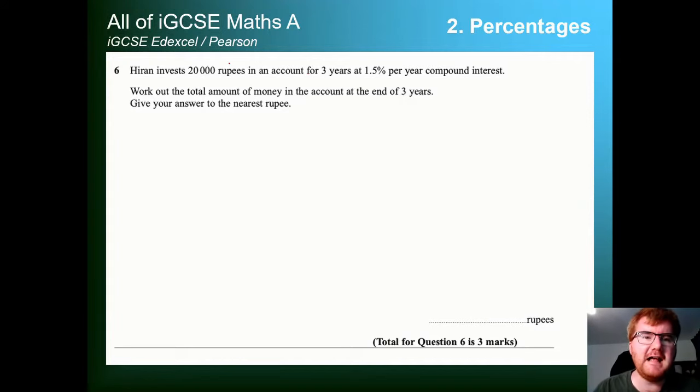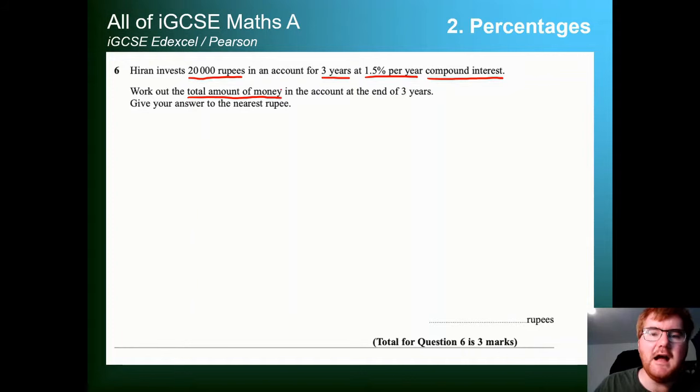So Hiran here has invested 20,000 rupees in an account for 3 years. Again, underlining that key information is important here, at 1.5% per year compound interest. So we've got that key phrase, compound interest, and we want to find out the total amount of money after those 3 years. Again, nice to also know how they want you to round here, in this case to the nearest rupee.